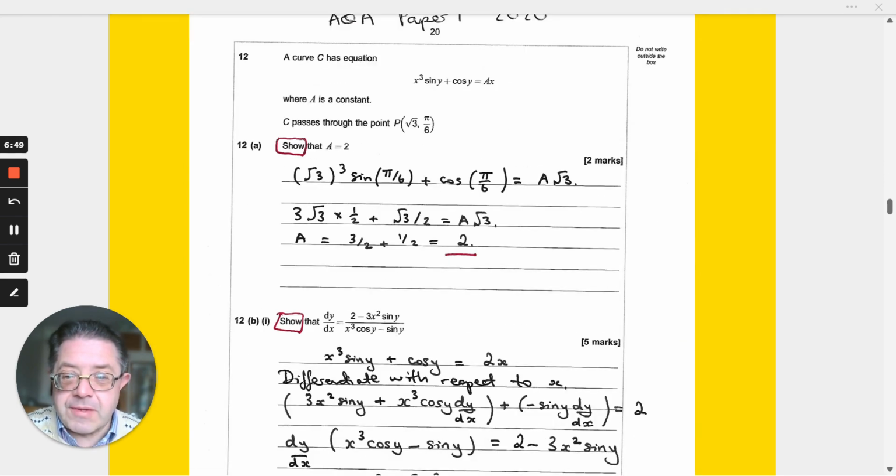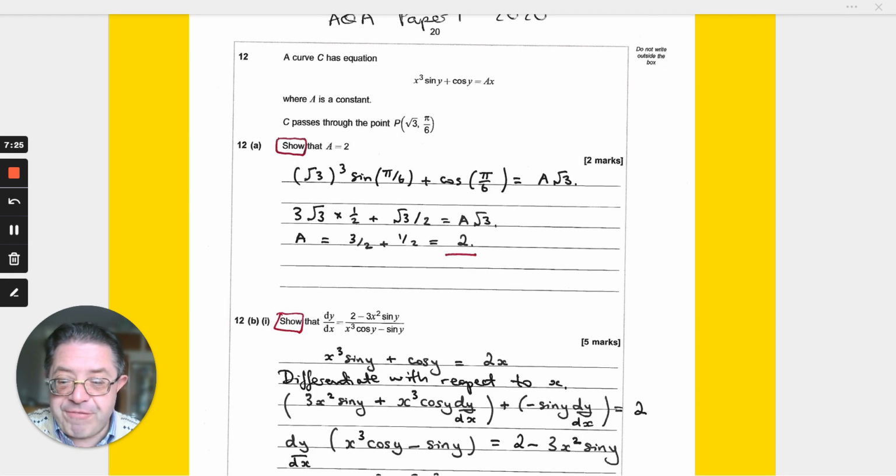The next question. A curve C has this given equation where a is a constant. We're told the curve passes through (root 3, pi over 6), and the first part is to find a. In fact, to show that a is 2. It's a show that question, so make sure you really show the substituting in. I've written down the value of sine of pi over 6 and cos pi over 6 and rearranged to get 2.